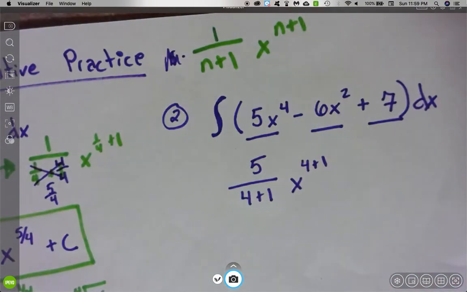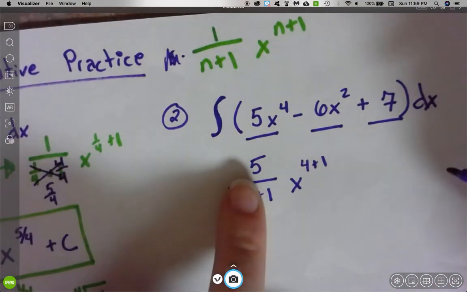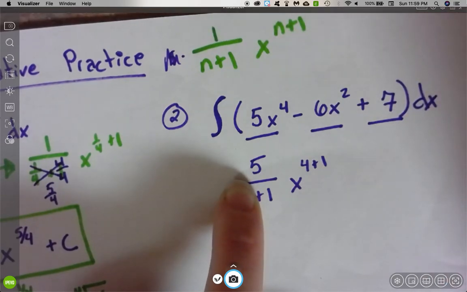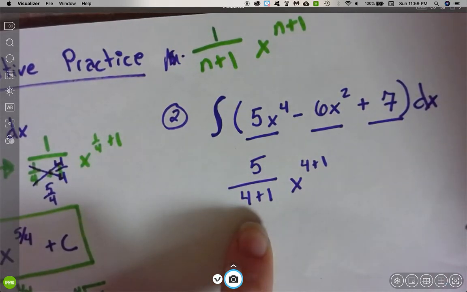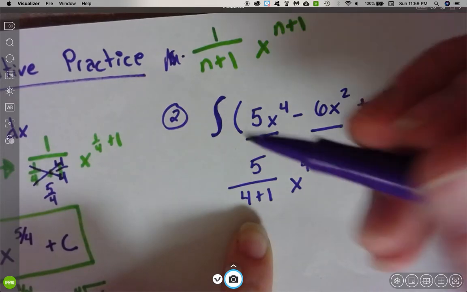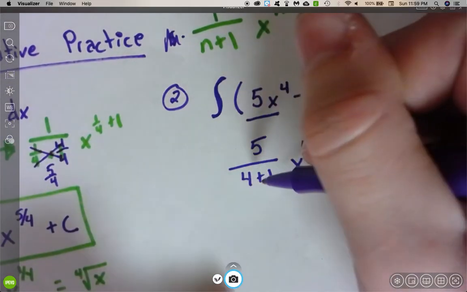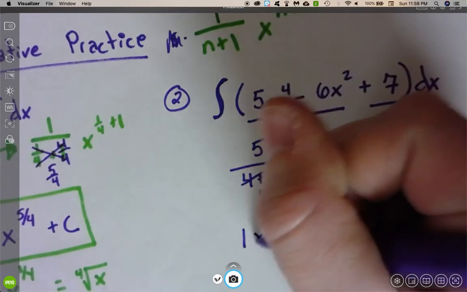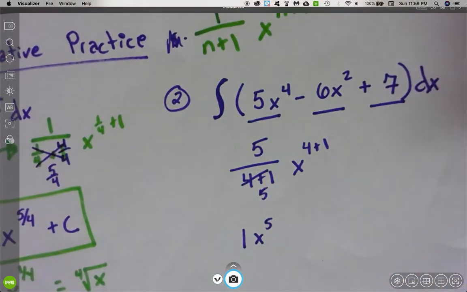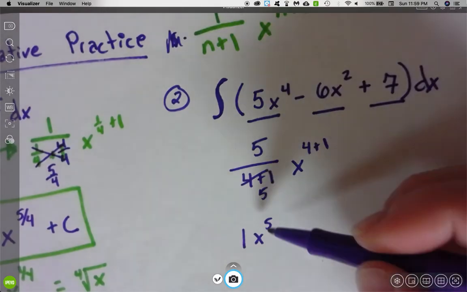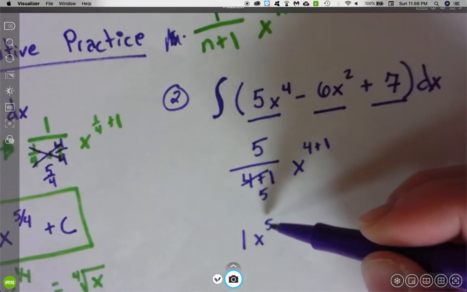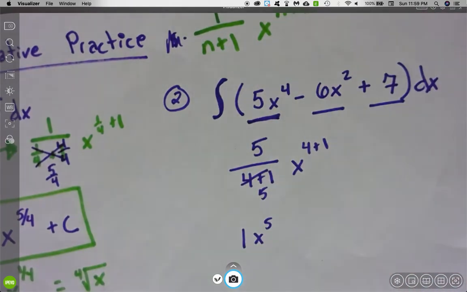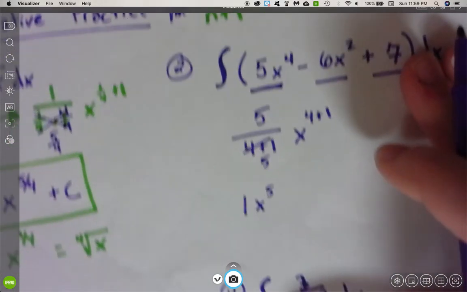So that's the only thing that 5 does, it's like 5 times 1 over that, or just 5 over 4 plus 1. What that is going to become, 5 over 4 plus 1, is like 5 over 5, or just 1, x to the 5th power. If you think about taking the derivative of that real quick, 1x to the 5th power, if I drop the 5 down, that would be 5x to the 4th power, just like what I have up here. Okay, all right, now let's move on to 6x squared.